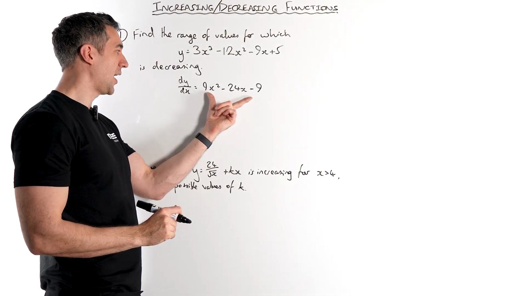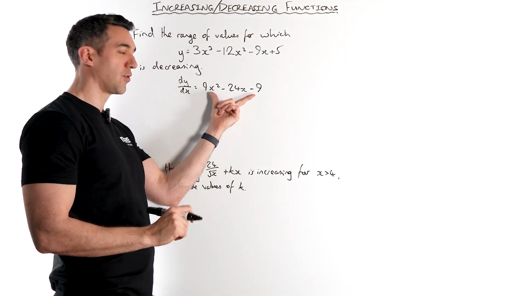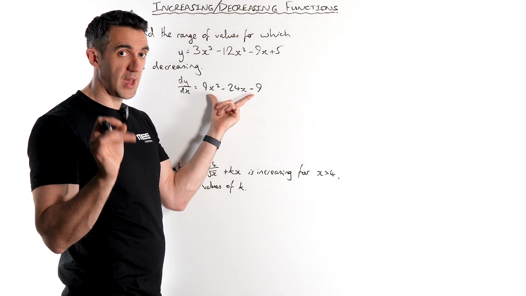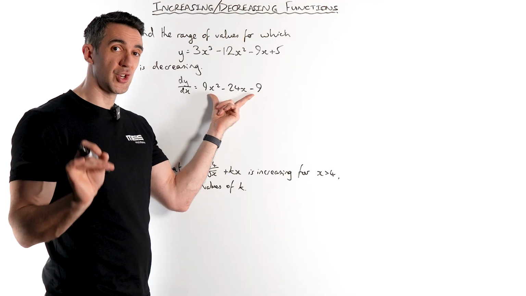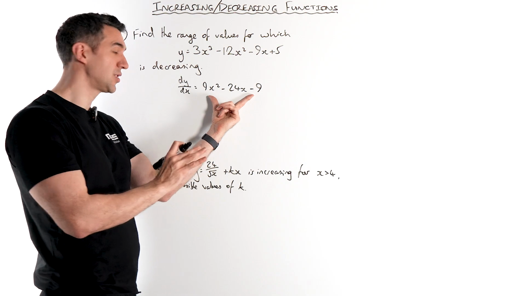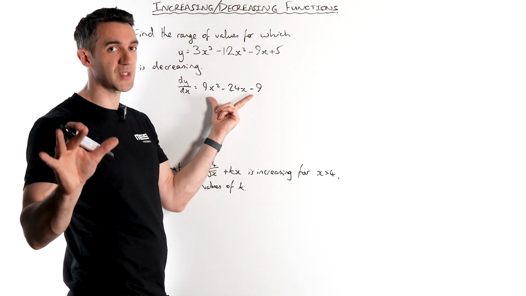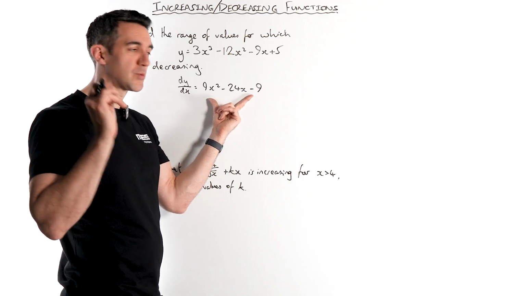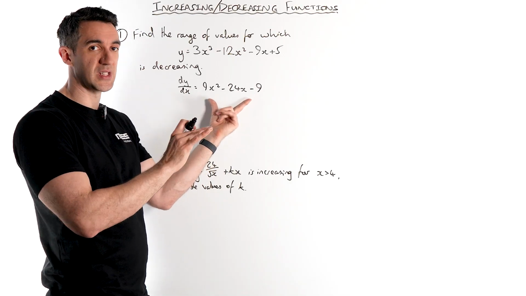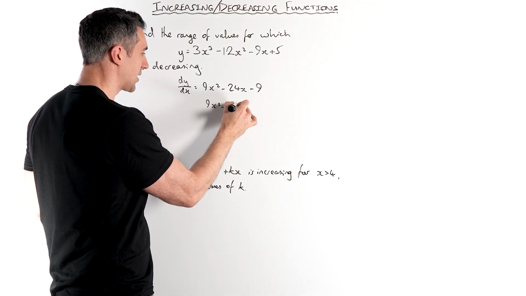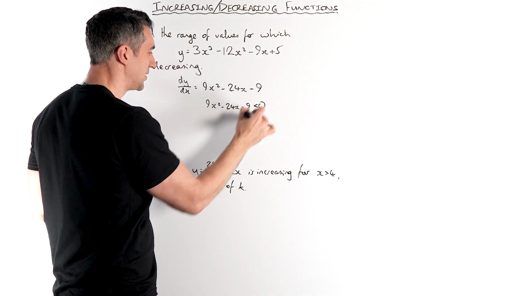So now we're going to say that our dy by dx, 9x squared minus 24x minus 9, if we want this to be decreasing, I just need my gradient to be negative. That's it. That's all it is. It's nothing to do with my second derivative. This is where students get themselves in all sorts of trouble. They start differentiating again. I just want this gradient to be negative. That's it.